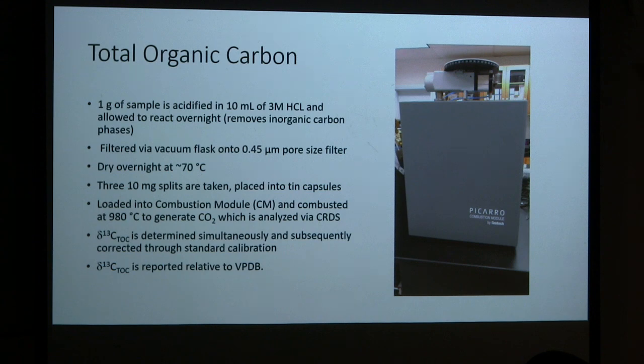It was filtered through a vacuum flask. That was allowed to dry overnight. And then 3 10-milligram splits were taken, placed into tin capsules. They were loaded into the combustion module. And that generates the CO2, which is analyzed via the CRDS. And again, just like with the inorganic carbon, this isotopic data was determined simultaneously and also reported relative to VPDB.